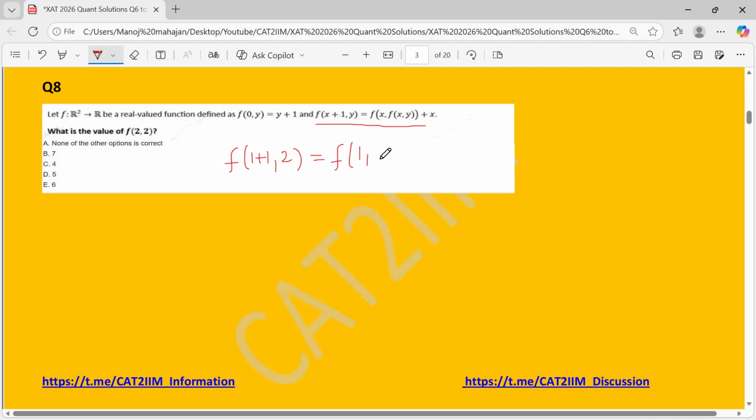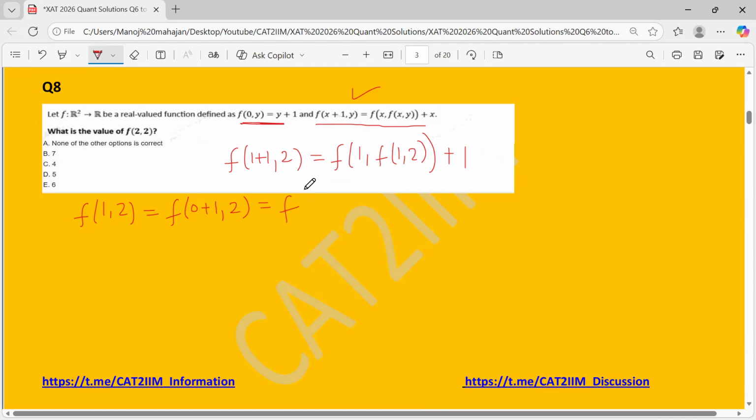F of 1 comma f of 1 comma 2, plus what was x? 1. So I'm going to add this 1 over here. So first step would be to calculate what is f of 1 comma 2. Ultimately, we'll get the answer from this part. So we'll see how. So f of 1 comma 2, again, if I look over here, could be written as what? F of 0 plus 1 comma 2, correct?